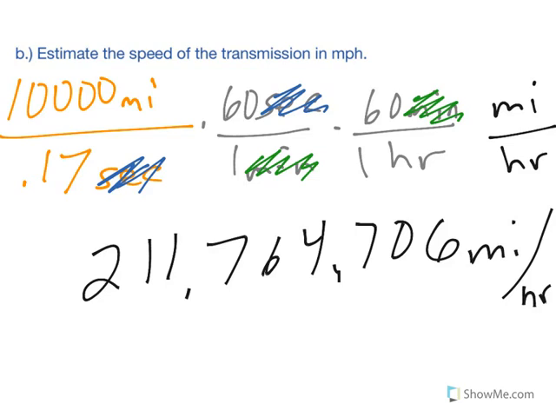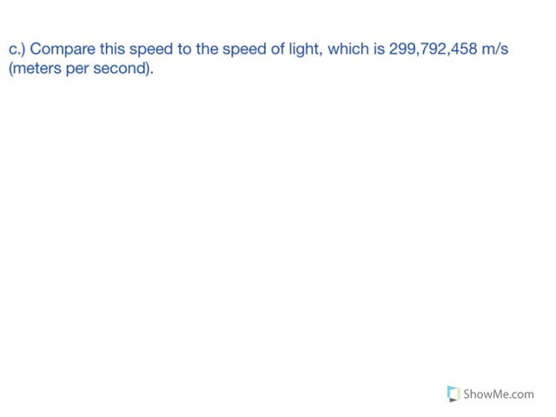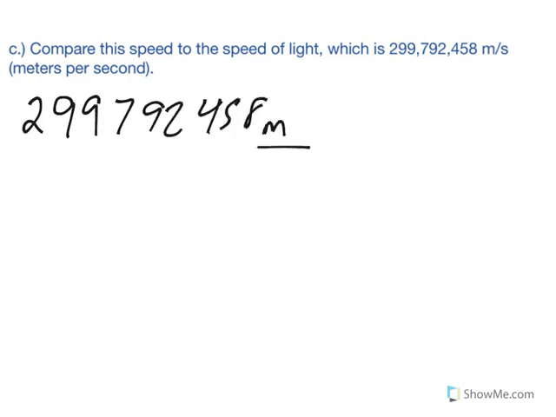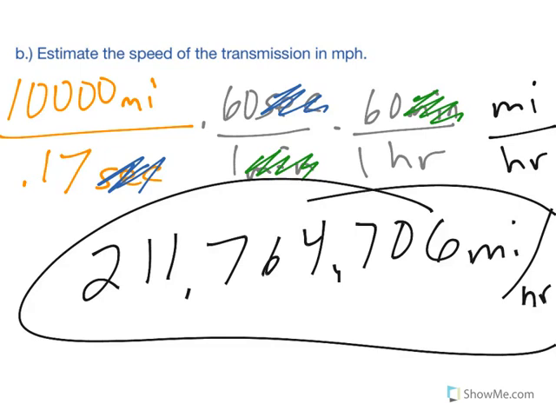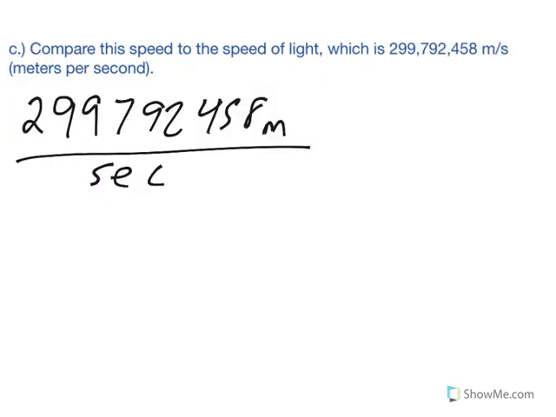I mean, ridiculously fast. Now, in letter C, it says compare this to the speed of light, which is 299,792,458 meters per second. Well, you can't compare answer B, which we have here in miles per hour, to answer C the way it is, because you can't compare miles per hour to meters per second. It doesn't work. So I need to change this meters per second to miles per hour.